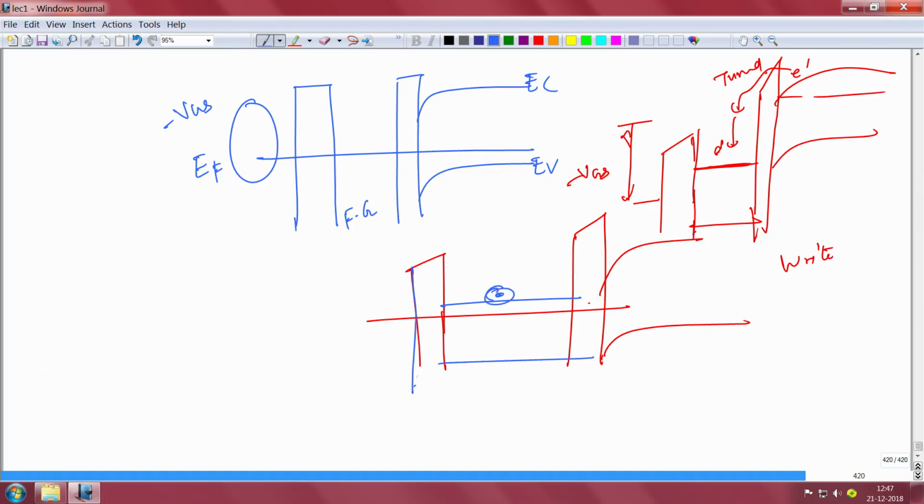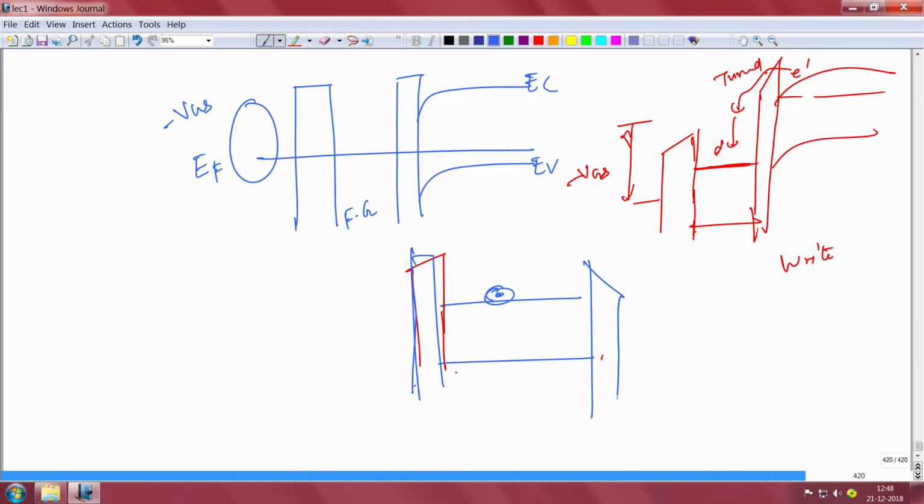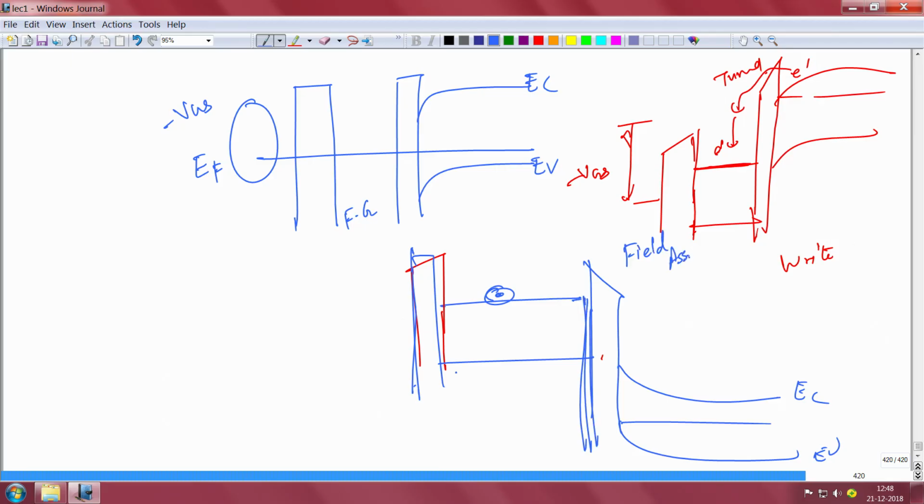The electron will be stored here, and when you want to erase, you apply the opposite polarity bias on the gate. So what will happen is that you will have field assisted tunneling, because the field will become like that, the bands will go like that. This is EC, this is EV. You apply the opposite polarity. This is a very thin barrier, and field assisted tunneling will happen. Field assisted tunneling is also called Fowler-Nordheim tunneling.